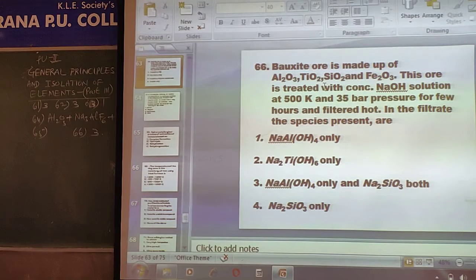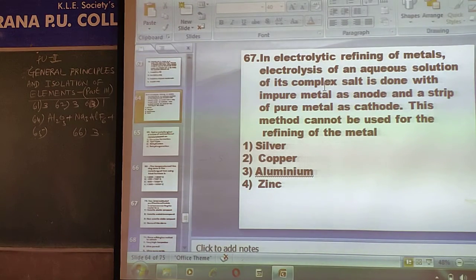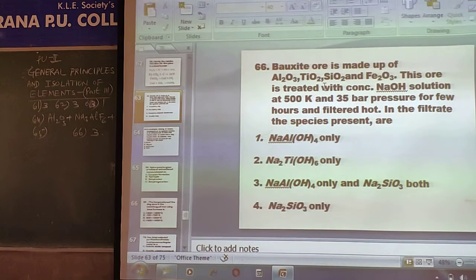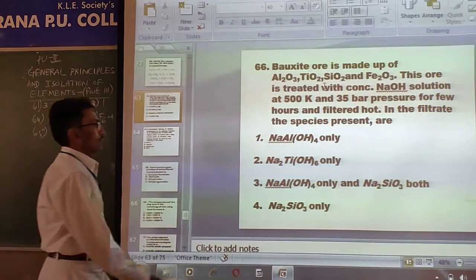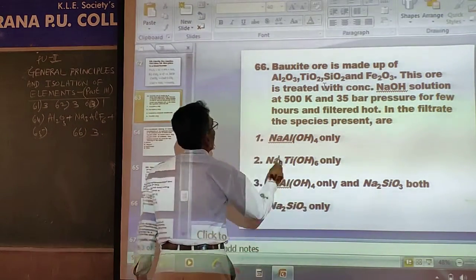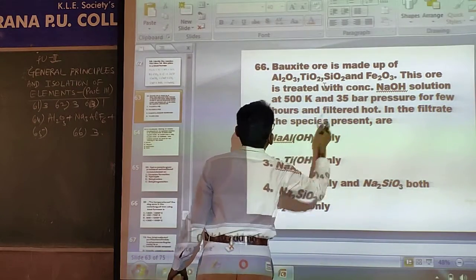This is the leaching process you observe, and the name of the compound is sodium aluminate, NaAl(OH)4, a soluble complex formed from Al2O3 and NaOH.